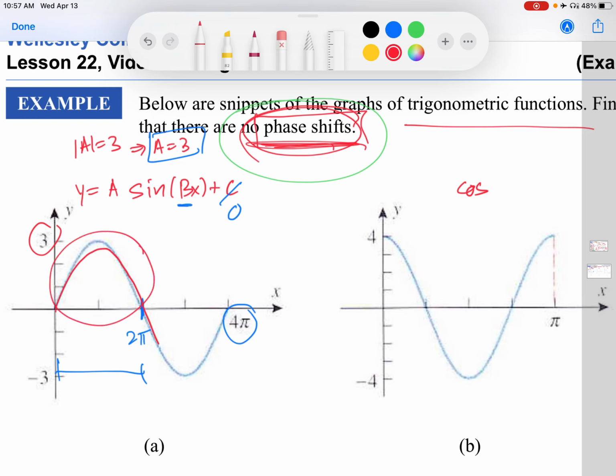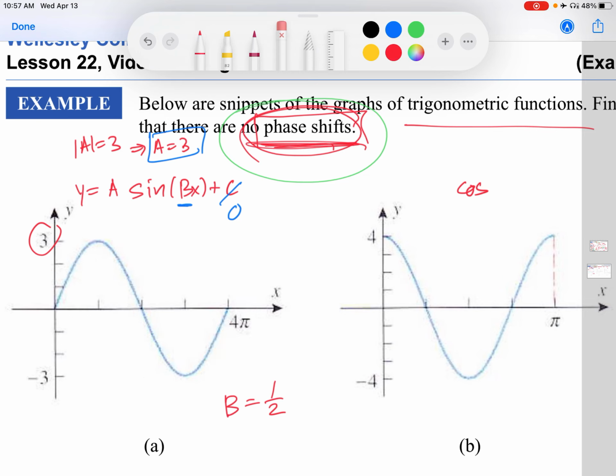This is a whole cycle, and this is half of a cycle. So half of a cycle in an interval of length 2 pi, so b equals 1/2. That's the easiest way to figure out what b is. What's another way we could have done this?